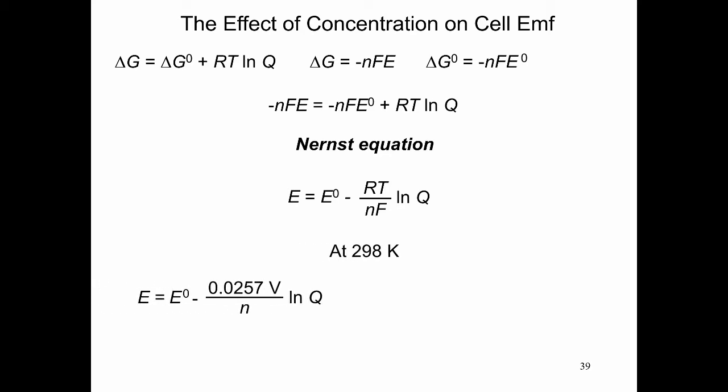Now, at 298K, we can just calculate the values of RT over F as 0.0257. Take note, this is ln of Q. But I am discouraging you from using this equation. Rather, just use the original equation, RT over NF ln of Q, because sometimes people mistake ln for log, and then they apply 0.0257 so that they will have a different value. That's an error. So just stick to one. The reaction does not always occur at 298K, so it's better to just use the original form, RT over NF.